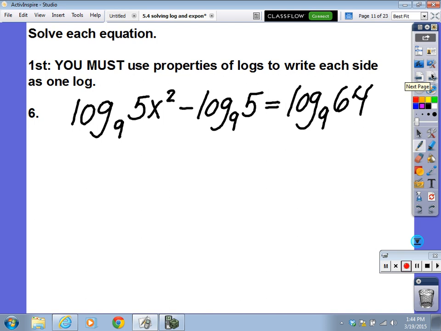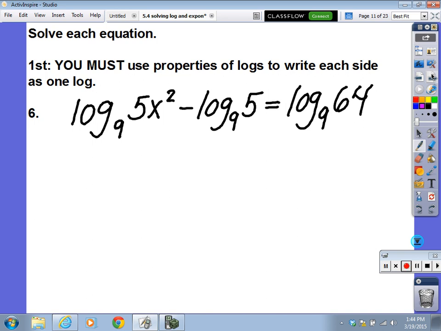Okay, so looking at number 6 on your worksheet, we're going to be looking at this one. So just like with exponentials, how I said you have to have the exponential completely isolated all by itself, nothing multiplied to it, nothing added to it. With our logs, we have to have it as one log on both sides of the equation before we can start doing anything, okay? So looking at number 6, we know our properties of logs, right?